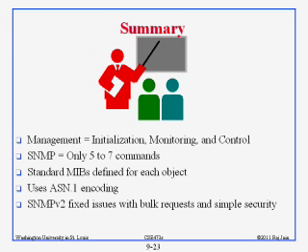And SNMP has only 5 to 7 commands, and the standard MIBs are defined for each object. Every new object, every new protocol, every new thing that is done in networking has a MIB associated with it, and these MIBs are specified using ASN.1 encoding. And then SNMP version 2 increased the number of commands so that you can get bulk and some simple security.